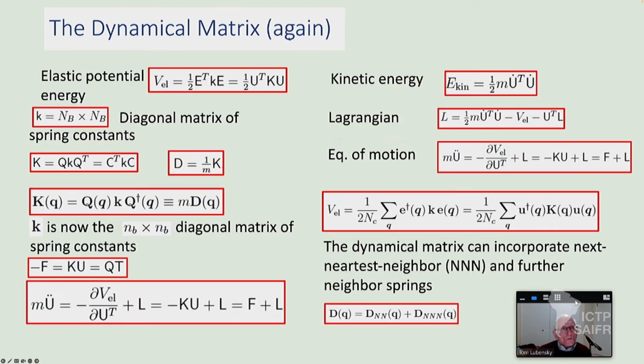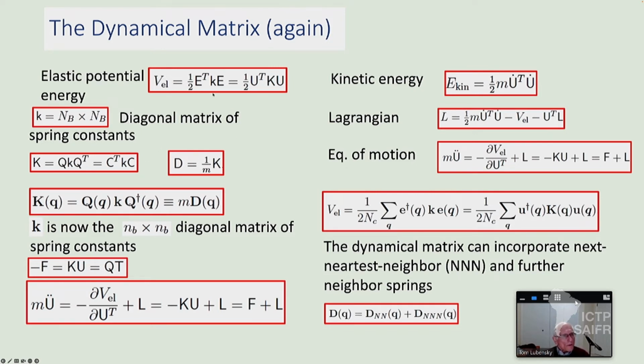So now I want to look at the dynamical matrix and other things, again, expressed in this new language. So the elastic potential energy in the harmonic limit can be written in the following form: a half e times the diagonal matrix of spring constants times e, and that's equal to 1/2 U times the capital K, the stiffness matrix, times U, which we get by replacing e by CU. So K then, this capital K is Q little k Q transpose, or C transpose k C, since we know Q transpose is C and vice versa.